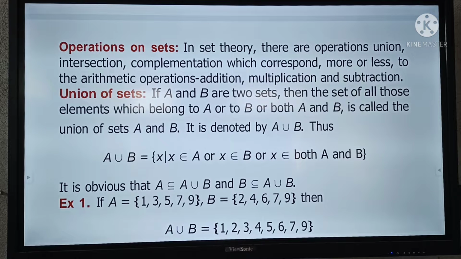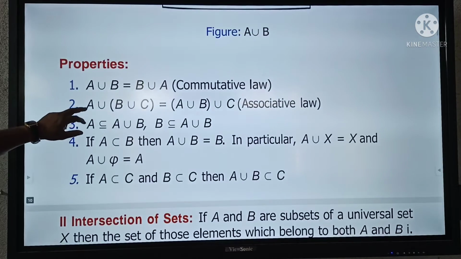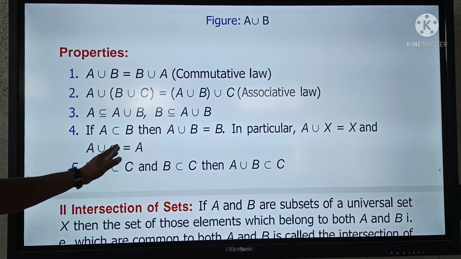Operations on sets, that is, like arithmetic operations: addition, multiplication, subtraction. Union of sets: what is meant by union? Intersection, we are familiar with these. Again, we are not wasting time on this one. Properties: A union B equals B union A, this is the commutative law. (A union B) union C equals A union (B union C), we can write the brackets in front. A is a subset of A union B, B is a subset of A union B. If A is a subset of B, then A union B is equal to B. In particular, A union X is X, because X is the universal set. A union phi is A.